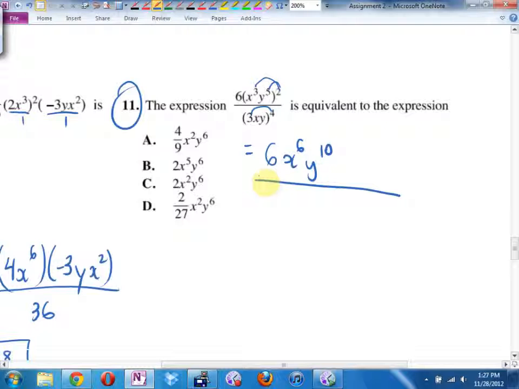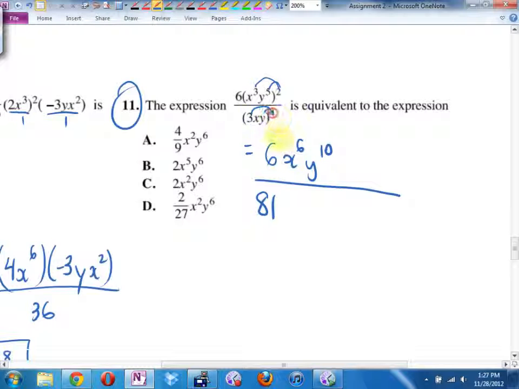I could write 3 to the 4th, but are you at the point now where you know what 3 to the 4th is as a number? What is 3 to the 4th as a number? If not, go to your calculator. We did review how to find our exponent button the other day. 81.